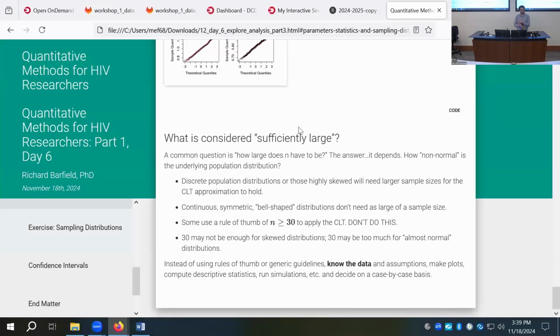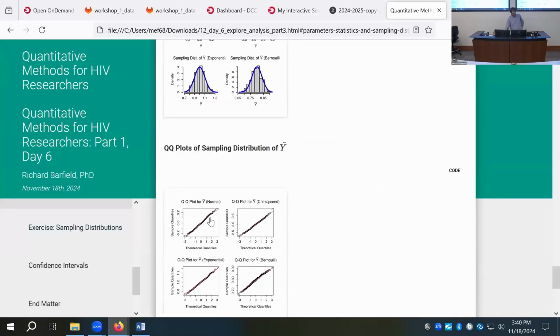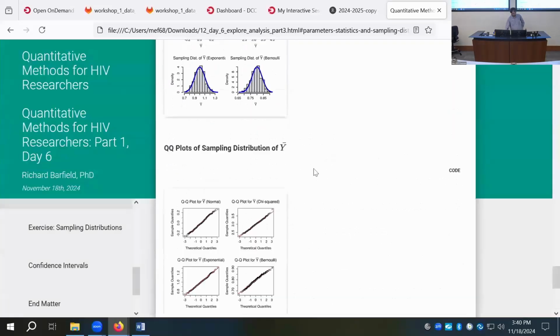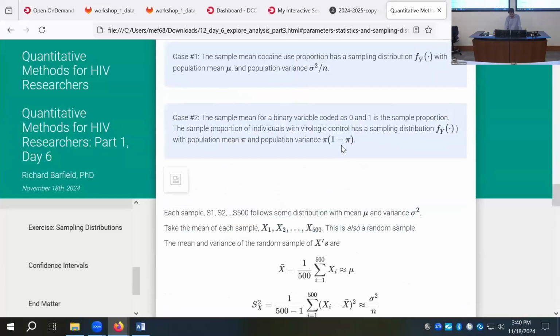So know the data, make these plots, look at the histograms, look at QQ plots, and try to get an idea whether or not you feel comfortable making that assumption. Okay. Yeah, and I skipped over this plot, but it also just shows the QQ plots of those means, and you can see they line up pretty much perfectly. Okay. Any questions on that?